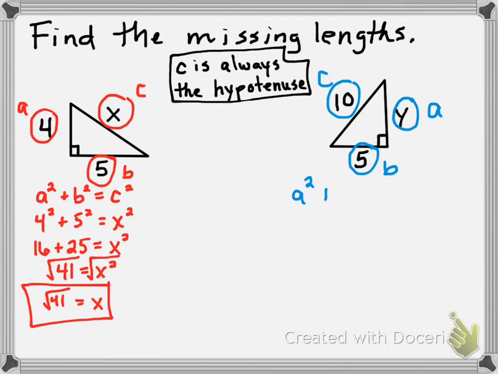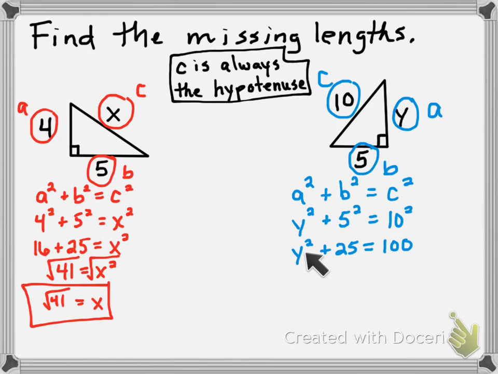So again, I'm using the Pythagorean Theorem. A squared plus B squared equals C squared. This time I have y squared plus 5 squared equals 10 squared. So that makes y squared plus 25 equals 100. This time it's a little different because my variable's not on the side by itself yet. So I can't just add the other side. I've got to move this 25 across, so I've got to subtract 25.